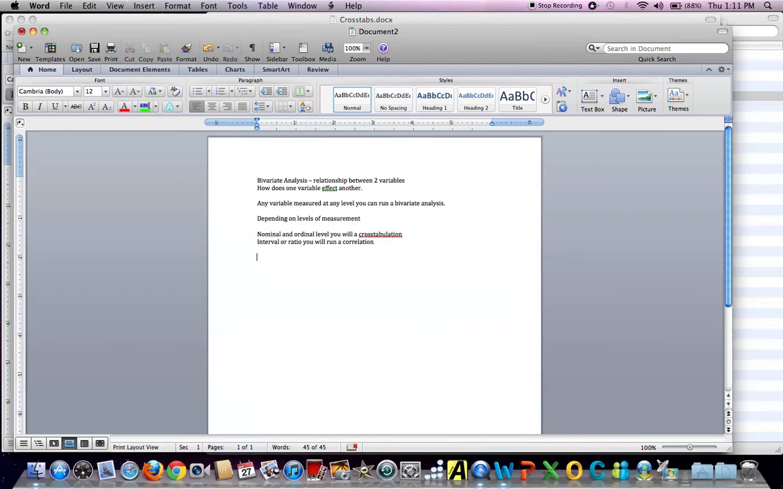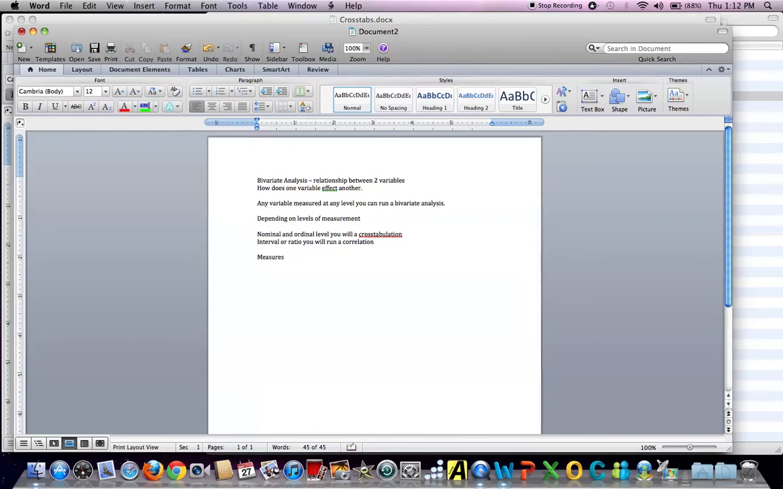Okay. Now, that's not to say that I've seen crosstabs with interval ratio level data, although you shouldn't run it. I've seen it, and I most certainly have seen nominal ordinal level data run using correlations, and that's the most likely violation that you will see of the rules. Just because correlations are easy to interpret, or easier to interpret than crosstabs. Although crosstabs give you a little bit more information than correlations, okay.